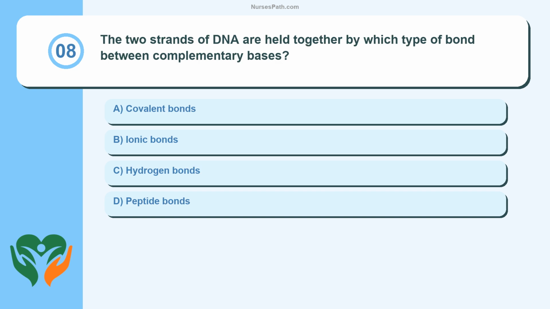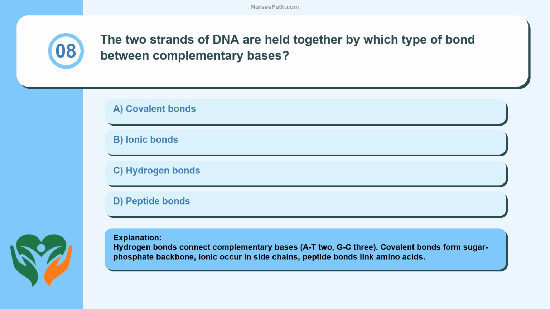Question 8. The 2 strands of DNA are held together by which type of bond between complementary bases? Covalent bonds, ionic bonds, hydrogen bonds, peptide bonds. Hydrogen bonds connect complementary bases, AT 2, GC 3. Covalent bonds form the sugar-phosphate backbone, ionic bonds occur in side chains, peptide bonds link amino acids.